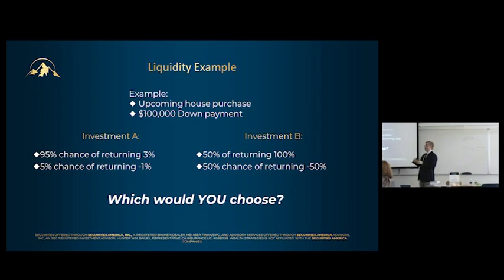Let's say we're looking at purchasing a house and we need to put $100,000 down. $500,000 house, 20% down payment, normal stuff. So if we have our first investment, in the time period when this down payment comes due, we have a 95% chance of returning 3%. Or we have a 5% chance of returning 1% or losing 1%. That seems pretty safe to me, and that would be a comfortable place to park my $100,000.